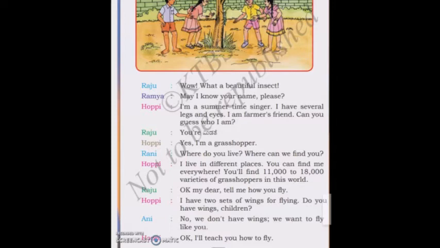Hoppy says that it sings during summer time. The grasshopper says that it is farmer's friend. You know why it is called farmer's friend, children? That's because it keeps harmful insects that destroy crops under control. So the grasshopper asks the children to guess its name.